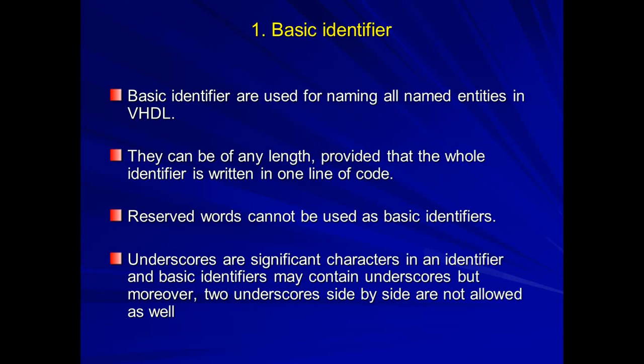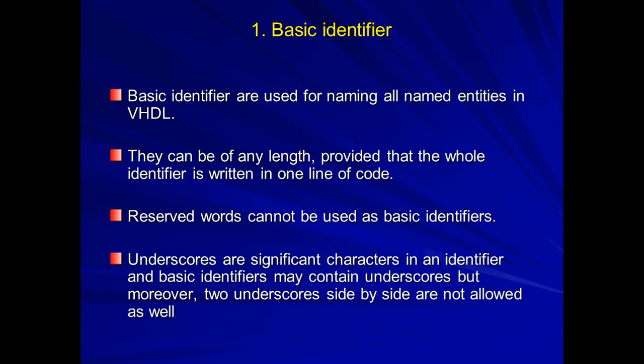Now, what are the examples of identifiers? Suppose while writing the entity name, you are going to write the VHDL code for an AND gate, then AND1 or AND2 is nothing but your user defined name, and that is known as an identifier. For architecture, you provide a name, behavioral or data flow or anything, and that name is nothing but the identifier.